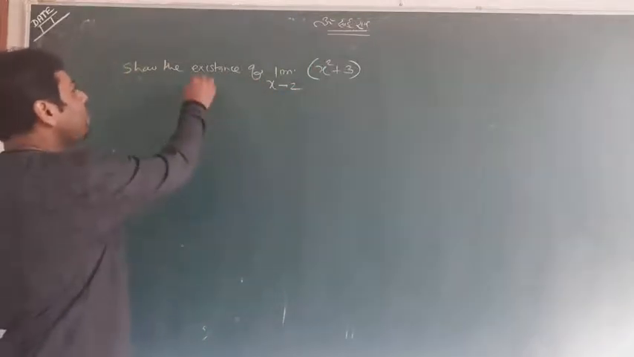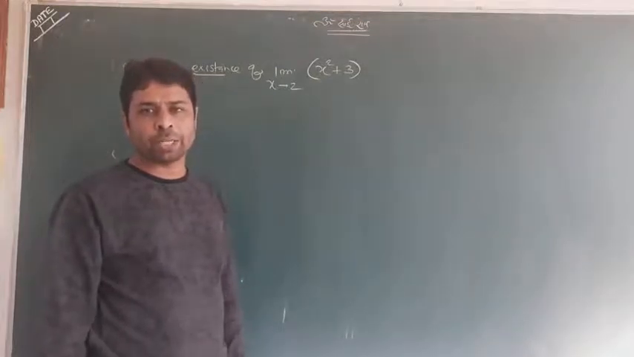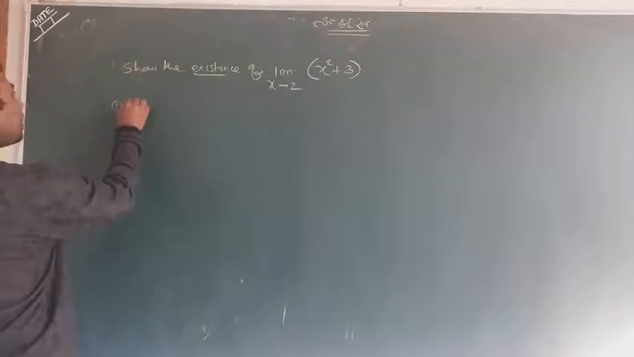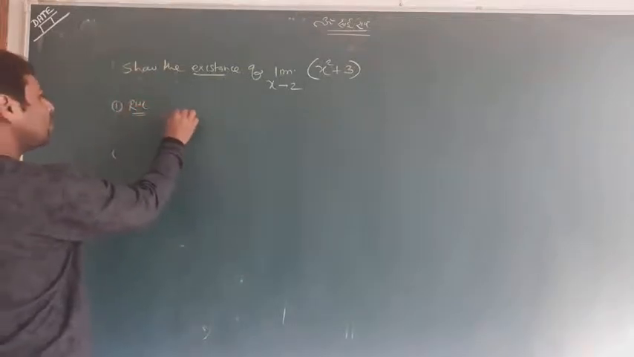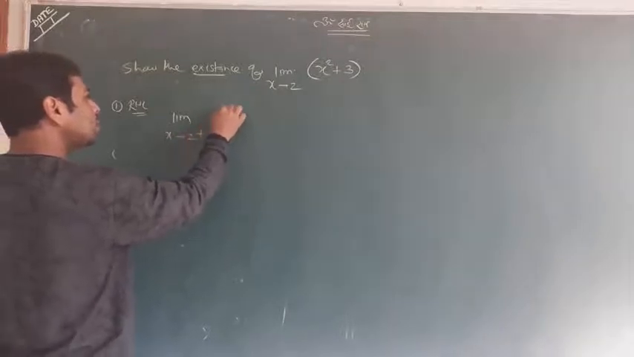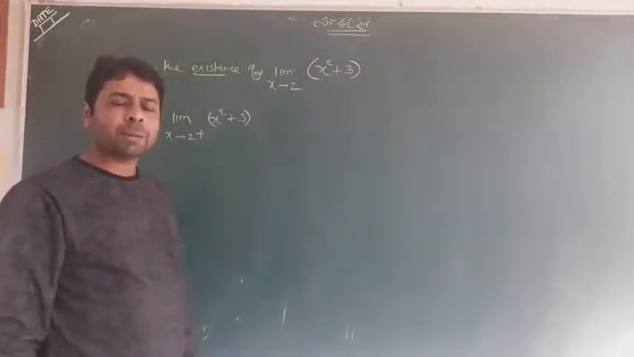So what is the meaning of existence? You have to go for two limits, right hand limit and left hand limit. So I tell you how we can consider this. Okay, first of all I take the right hand limit. And this is written by x tends to 2 plus of the function. What will you do now? I have something to tell you.